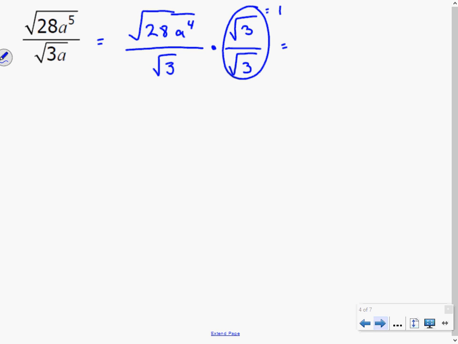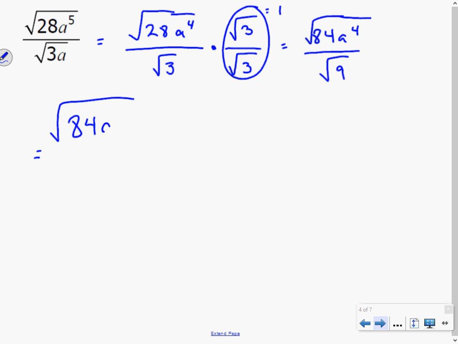Nope, just kidding. When I multiply by the square root of 3 here, I get 84. And we have 84a to the 4th here. When I multiplied my denominator by the square root of 3, the square root of 3 times the square root of 3 is the square root of 9, and we're in luck because that's really just 3.